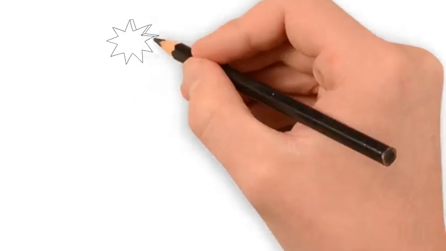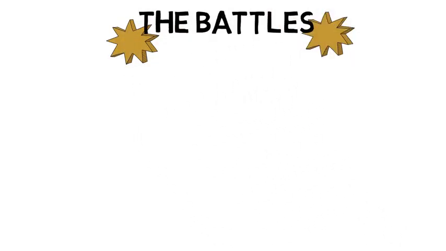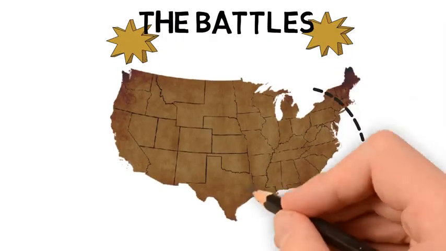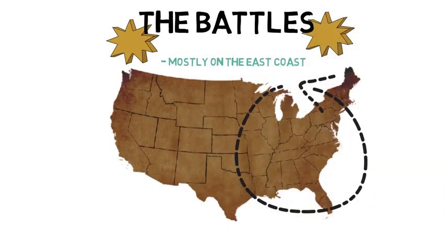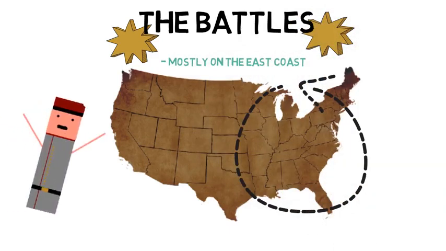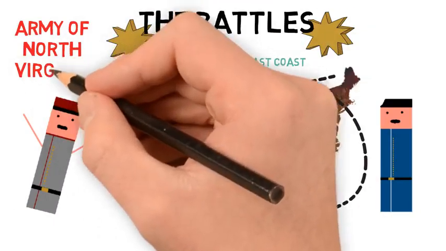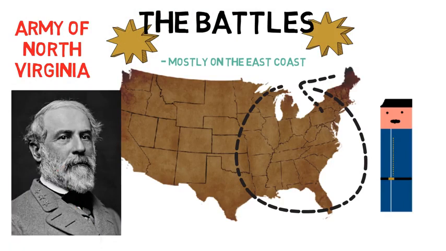As for the actual battles, they mostly took place on the East Coast, which is divided between the East and the West theater amongst a few small other ones. Confederates wore gray, and Northerners wore blue. In the Eastern Theater, the main Confederate force was the Army of Northern Virginia, from which the Confederate flag emerged. Its commander was the famous Robert E. Lee.